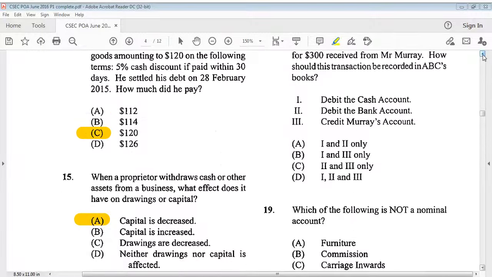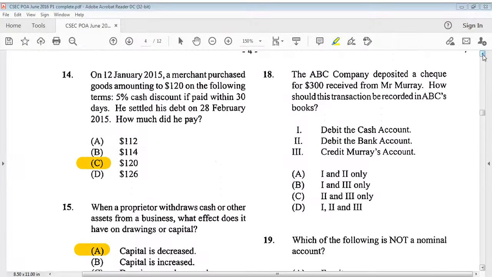Number 18. It says the ABC company deposited a check for $300 received from Mr. Murray. How should this transaction be recorded in ABC books? 1. Debit the cash account. 2. Debit the bank account. 3. Credit Murray's account. So what would be our answer there now? What would be our selection of our answer? What do you think would be the answer for that?